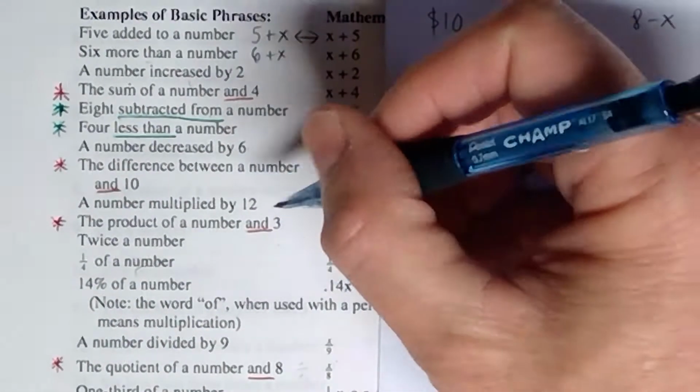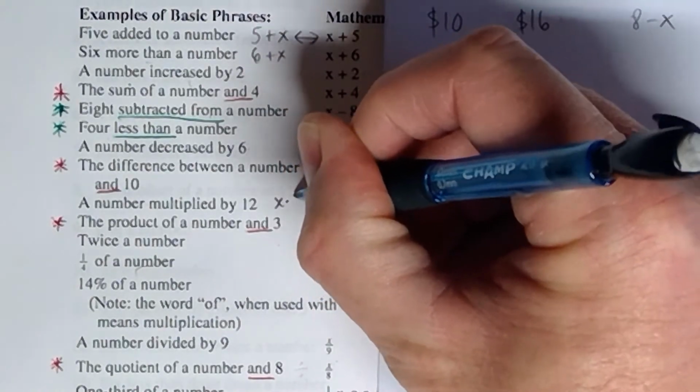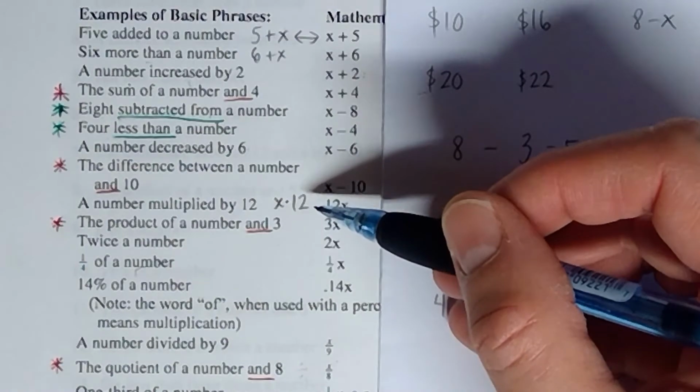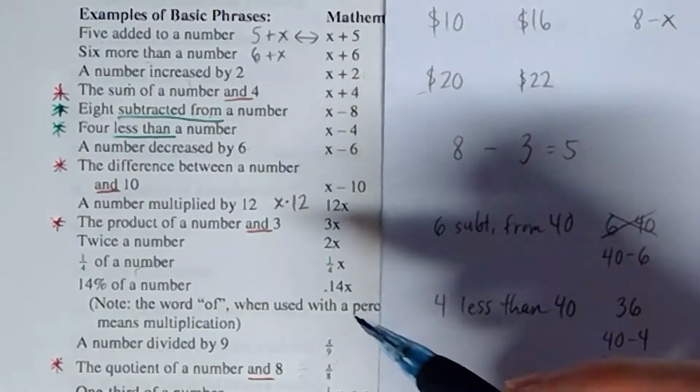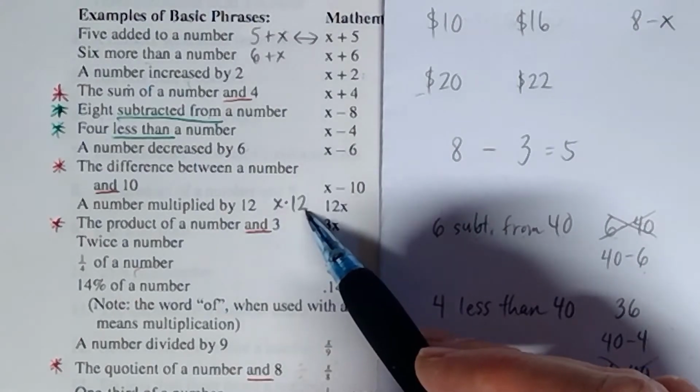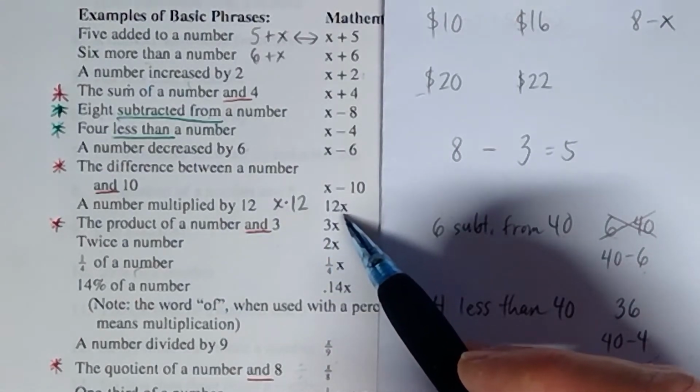Again, you could change the order, right? And we do that all the time when we do x times 12, because we know that in multiplication, the order can be changed. Just like 3 times 5 is the same thing as 5 times 3. X times 12 is the same thing as 12 times x.